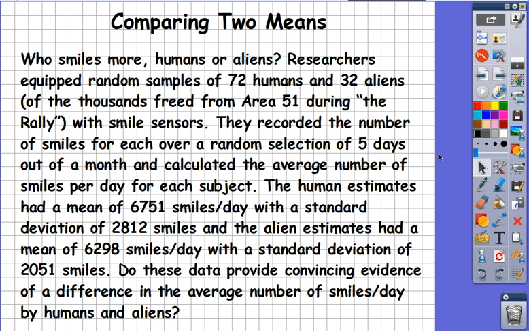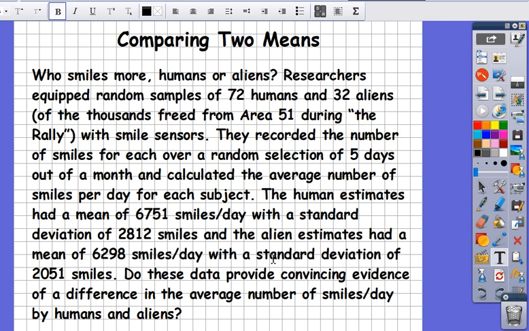The human estimates had a mean of 6,751 smiles per day, with a standard deviation of 2,812 smiles, and the alien estimates had a mean of 6,298 smiles per day, with a standard deviation of 2,051 smiles. Do these data provide convincing evidence of a difference in the average number of smiles per day by humans and aliens? Okay, so we're going to compare two means here.